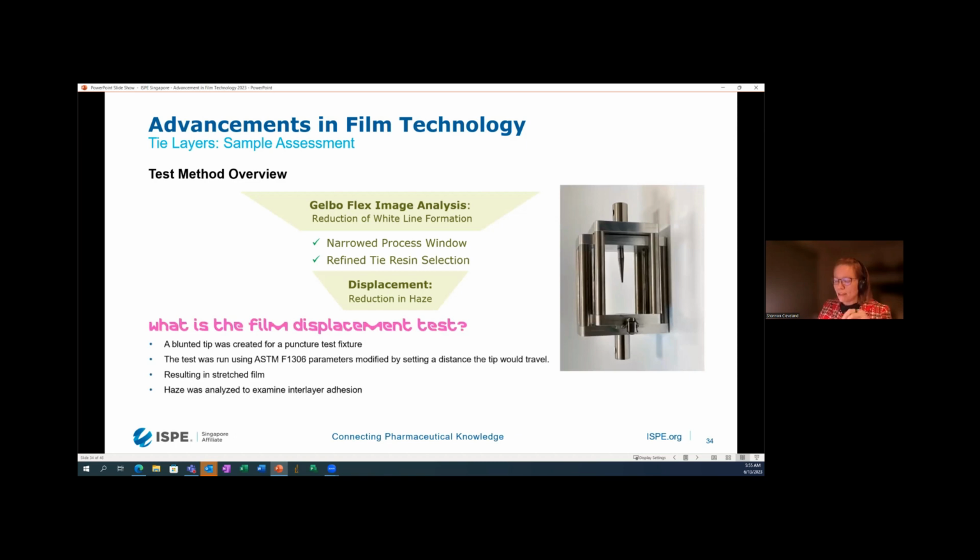The displacement test is a modified puncture test. I don't have the picture of the blunted test, but we basically used a pin and we created a blunted tip, and we traveled a specific distance through the film to stretch it. And then we analyzed haze to examine the interlayer adhesion.